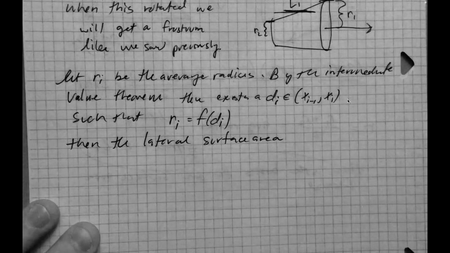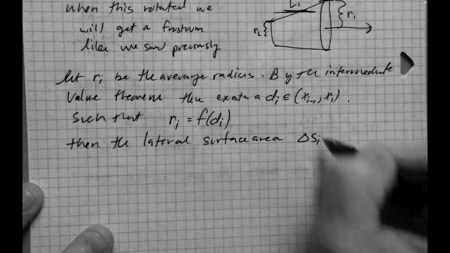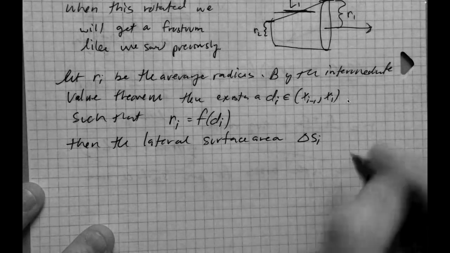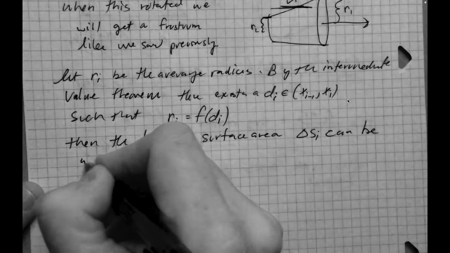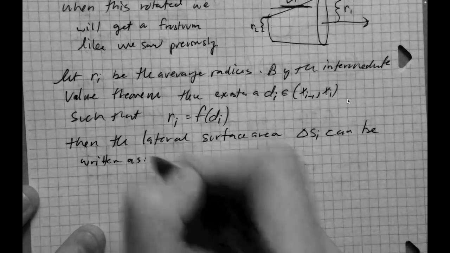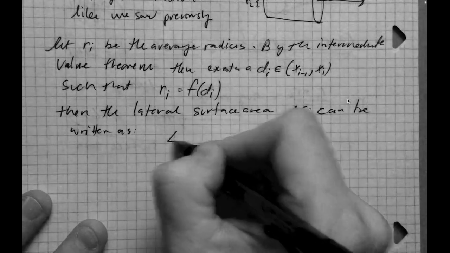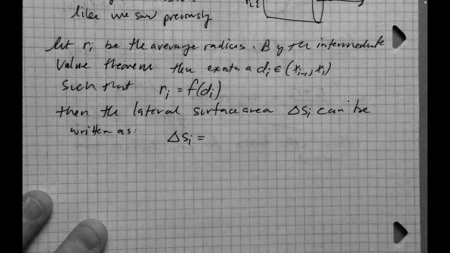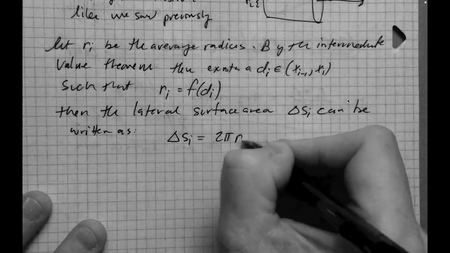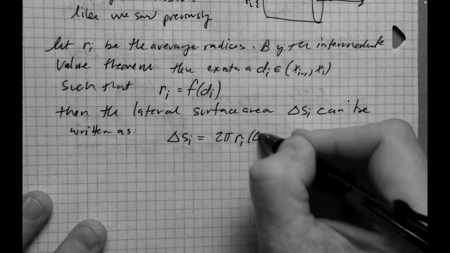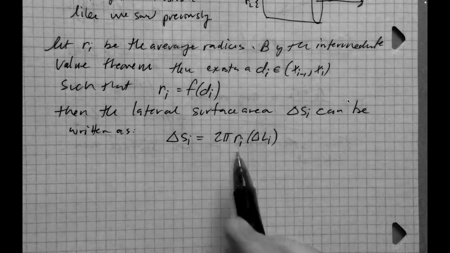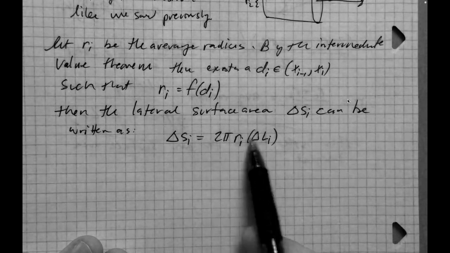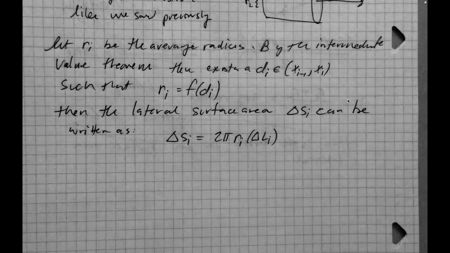Okay. Right, the lateral surface area of this delta Si on this ith interval can be written as... what can we write it as? Well, delta Si will be equal to 2 pi r of i times delta Li. So this is 2 pi times the radius times the height. You can think of that. We've just substituted in this Ri and this delta Li because we're talking about the ith interval.